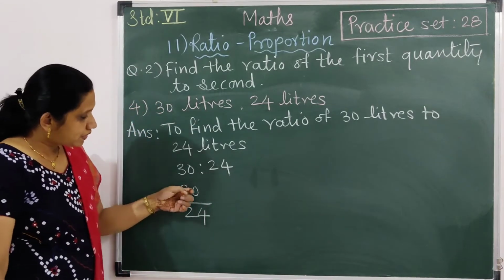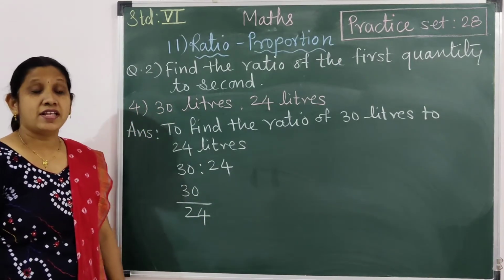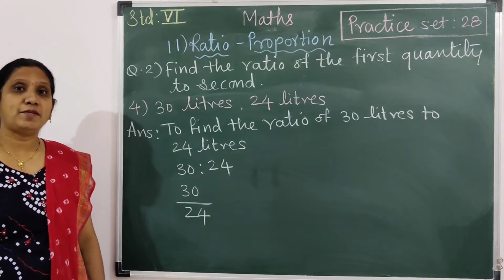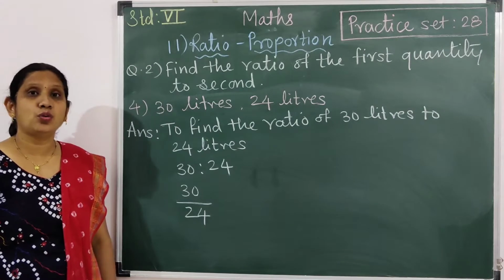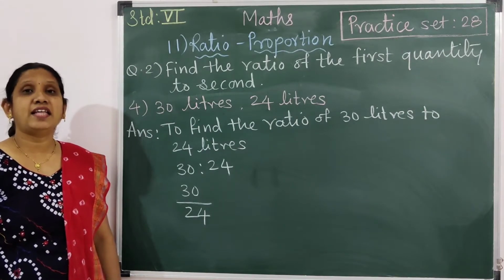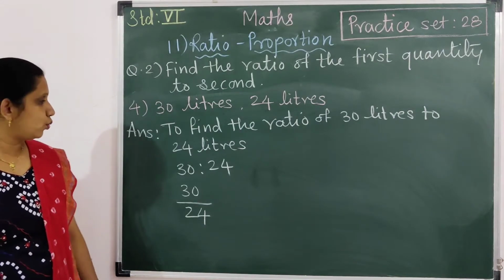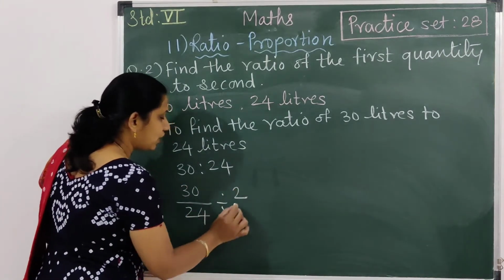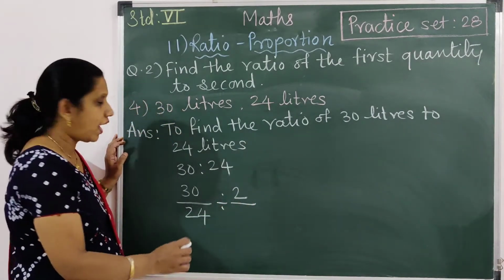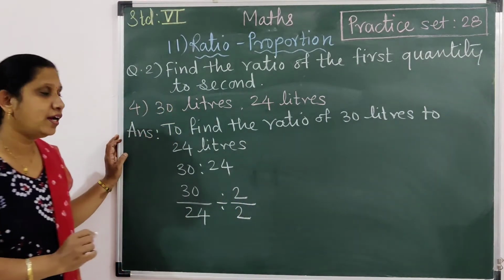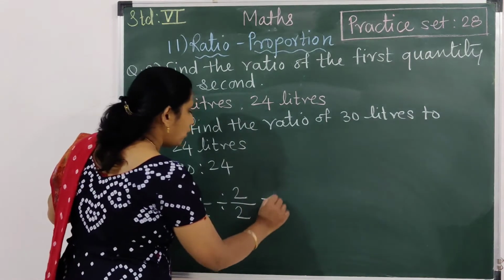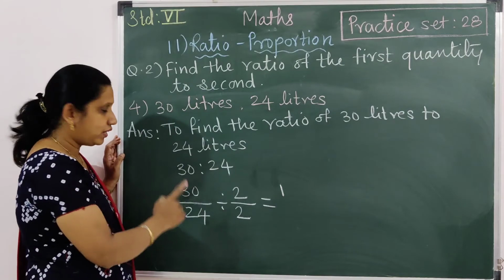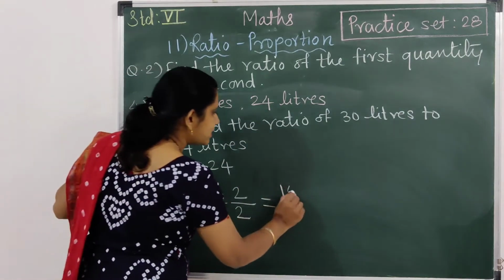Now, the unit place digits are 0 and 4. Children, remember the test of divisibility by 2. When the unit place digits are 0, 2, 4, 6, 8, then the number is divisible by 2. So, of course, both the numbers are divisible by 2. So, let us divide the numerator by 2 as well as the denominator by 2. Now, 2 ones are 2. How much remains? 3 minus 2, 1 remains. Number becomes 10. 2 5s are 10.